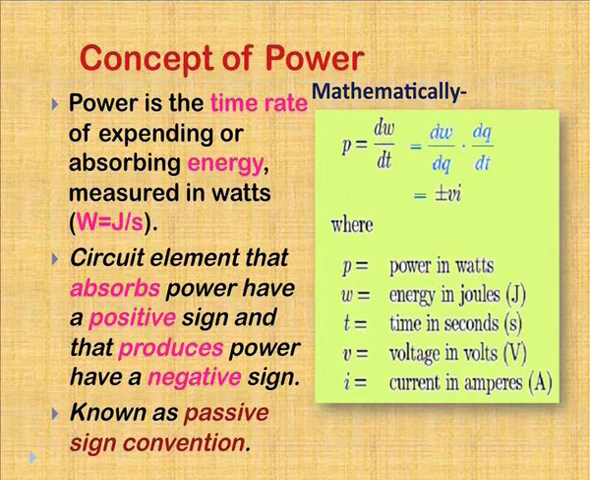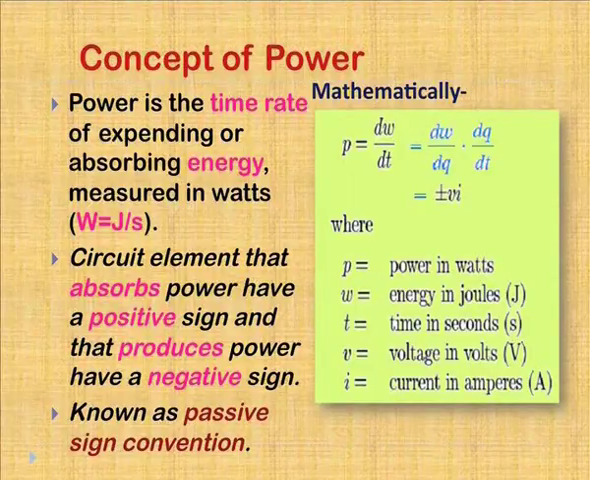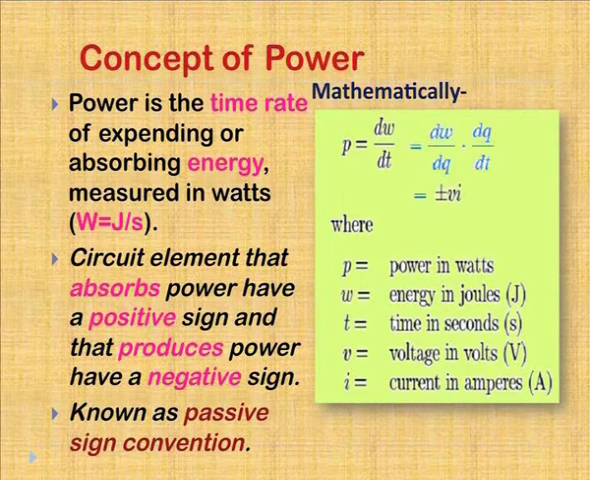As we know that power is the time rate of energy, but the electrical power can be defined as the product of voltage and current across any terminal. So, the circuit element that absorbs power have a positive sign and that produces power have a negative sign. So, we can say we have two types of power, and we can find the sign of power by the passive sign convention.